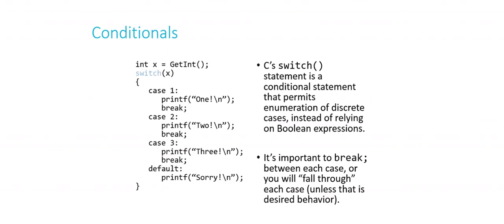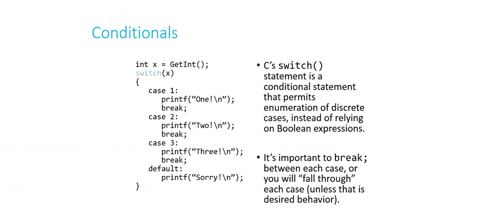So I say int x equals getInt, and if you're not familiar yet, getInt is a function that is also included in the CS50 library. So if you pound include cs50.h, you'll have access to getInt and all of its cousins, getFloat, getString, and so on. Basically one get function for every data type that we've already discussed.